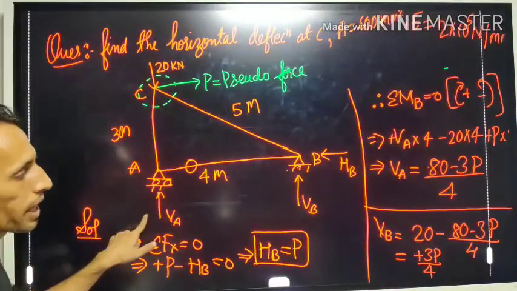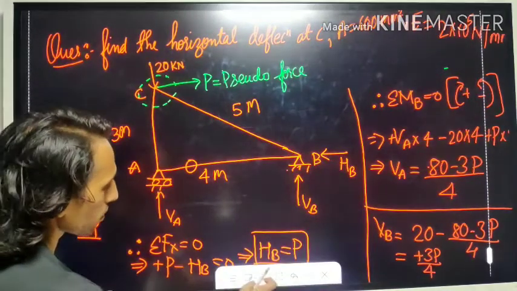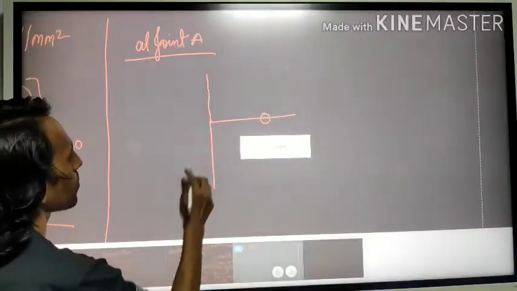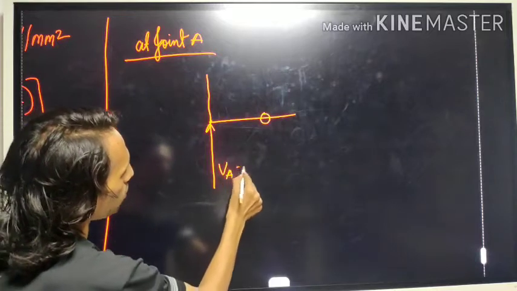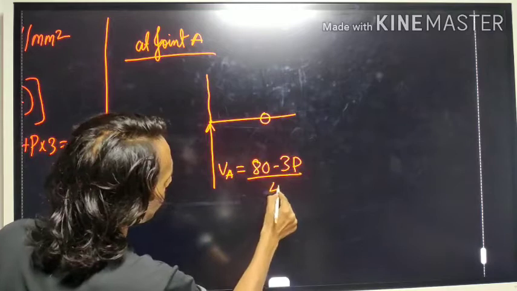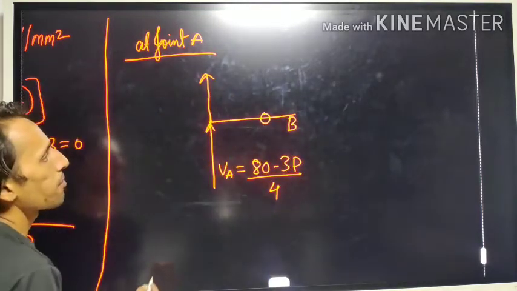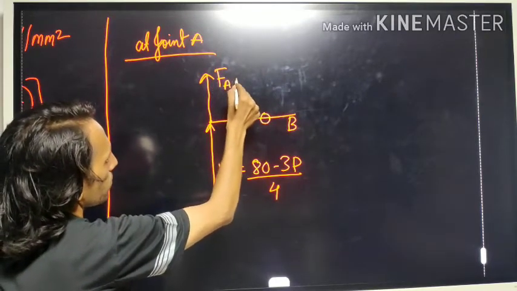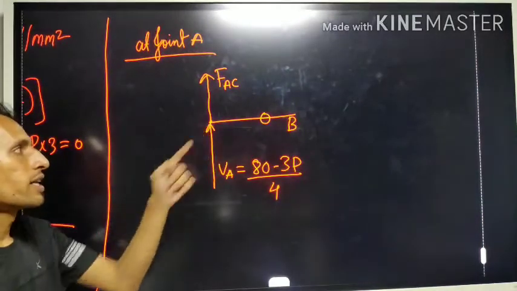So this is VA. What is the value? 80 minus 3p by 4. So this was VA. Its value was 80 minus 3p divided by 4. This was B. And let us say this member was initially in tension, so FAC. So this is the initial condition of this joint A.